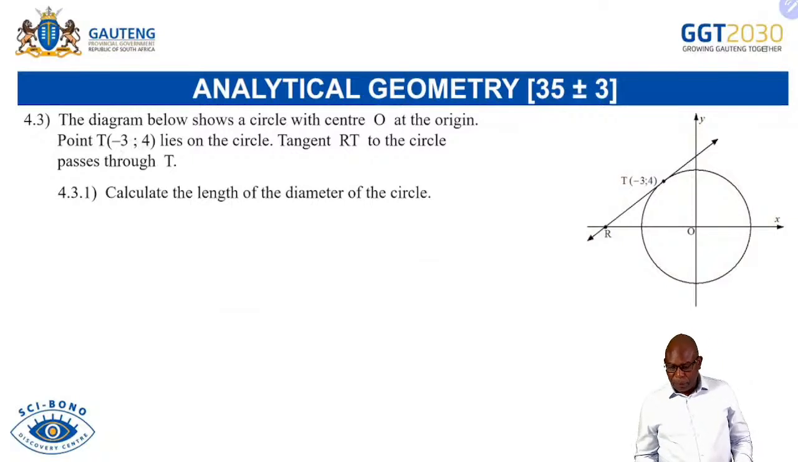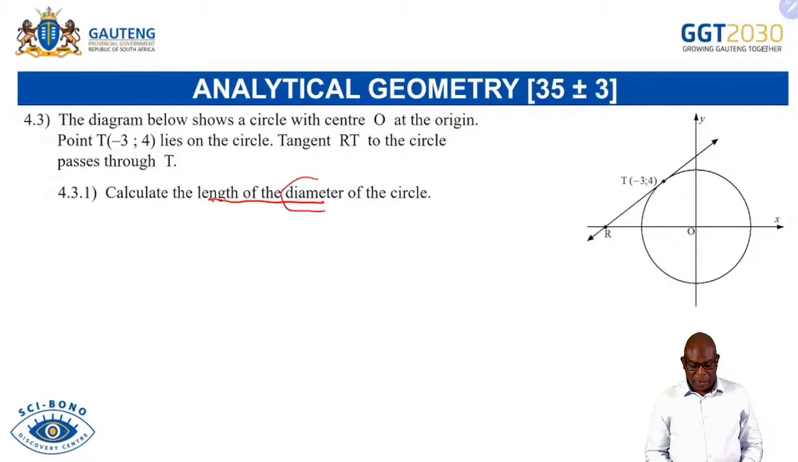All right. In 4.3, the diagram is shown below, and you can see the question, it's straightforward also. Calculate the length of the diameter. So for us to get a diameter, what should we get first? The radius. So I'm going to go get the radius. So how do I get the radius?